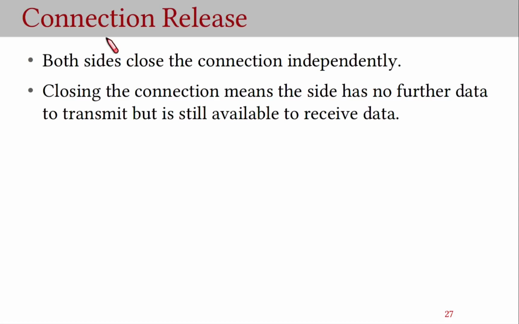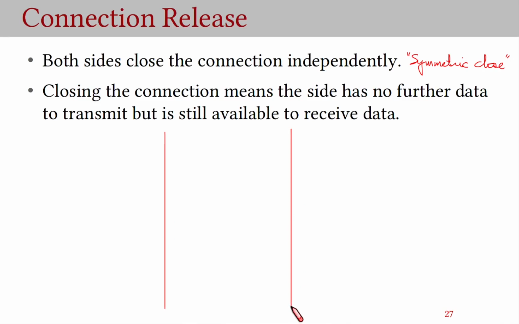As for connection teardown, both sides close the connections independently, and this is also called symmetric close. So let's say we have this client that wants to close the connection, and this server. In any case, as I said, the closing of the connections is done independently, so it could be that the other side wants to close the connection first. Whichever side wants to close the connection first is called an active side, and the other side is called a passive side.